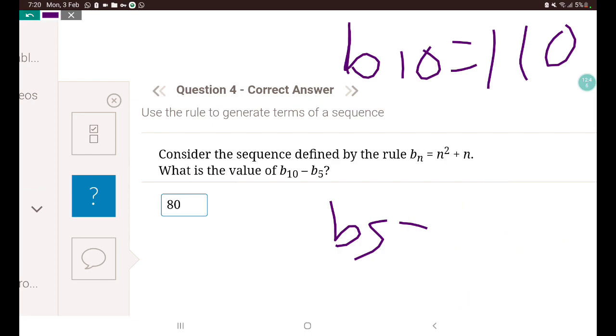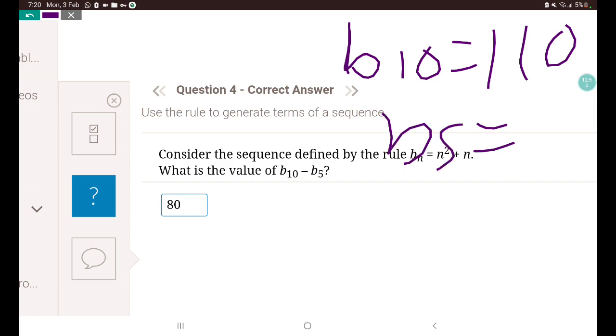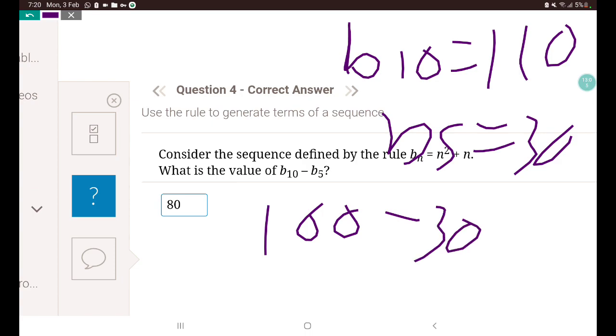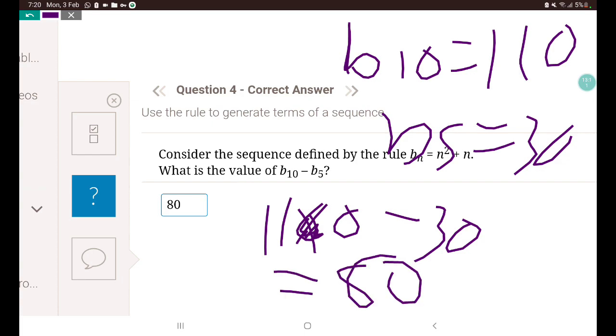Now that we know what b10 is and b5 is 30, they tell you to subtract them. Of course, don't make it 30 minus 110. Follow their rule, what they want. You do b10, which is 110, minus b5, which is 30. You'll get 80, as you can see here. Next question.